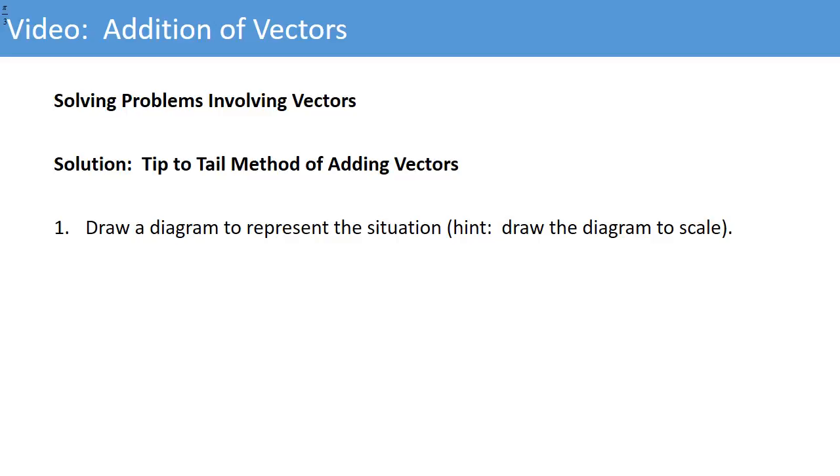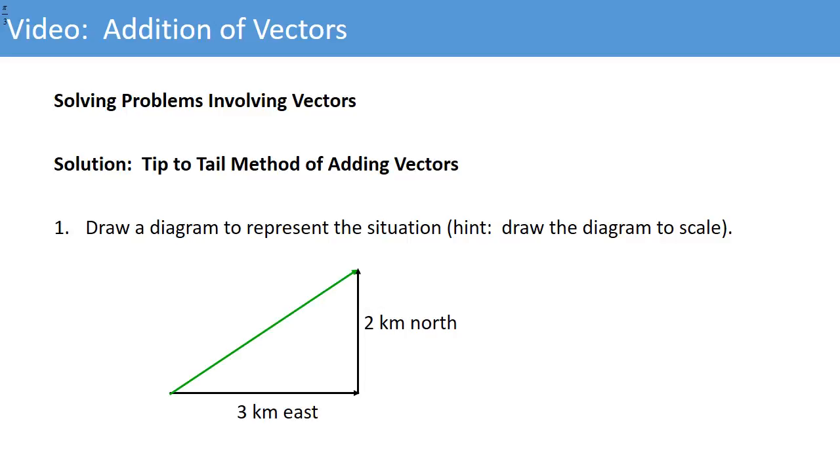Let's start using the tip-to-tail method. Draw a diagram to represent the situation. Make sure you draw the diagram to scale. We have the direction 3 kilometers east. She turns and goes 2 kilometers north, and now we have the resultant vector.